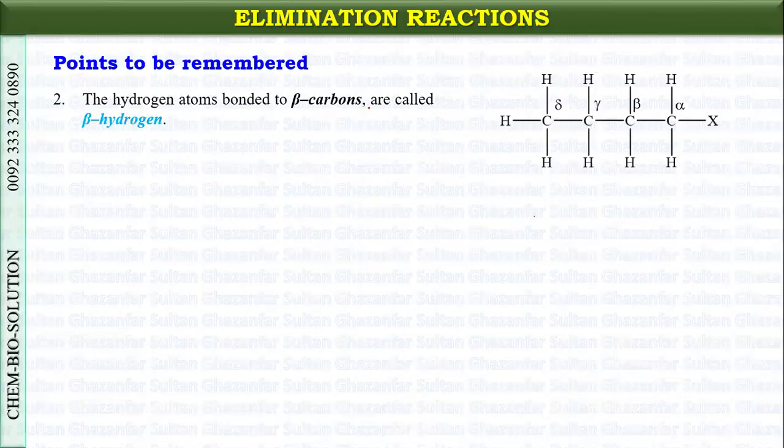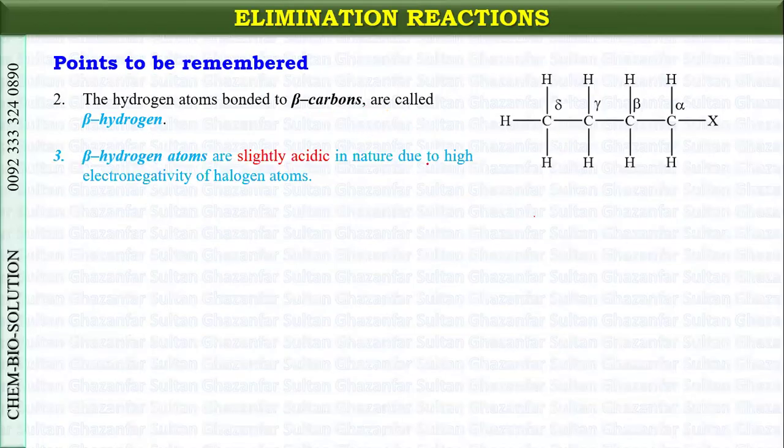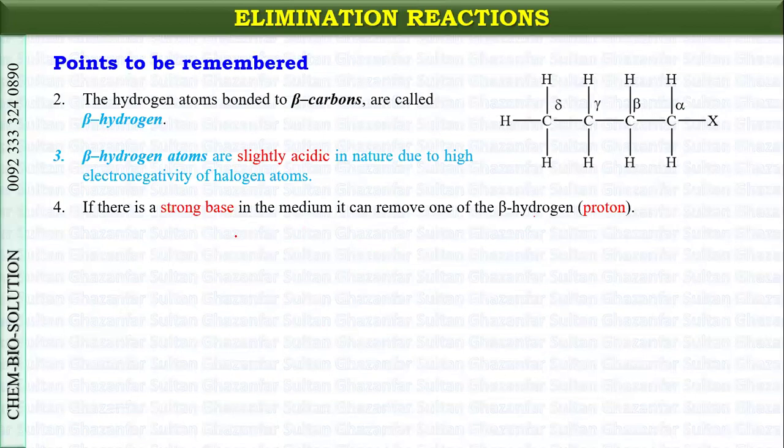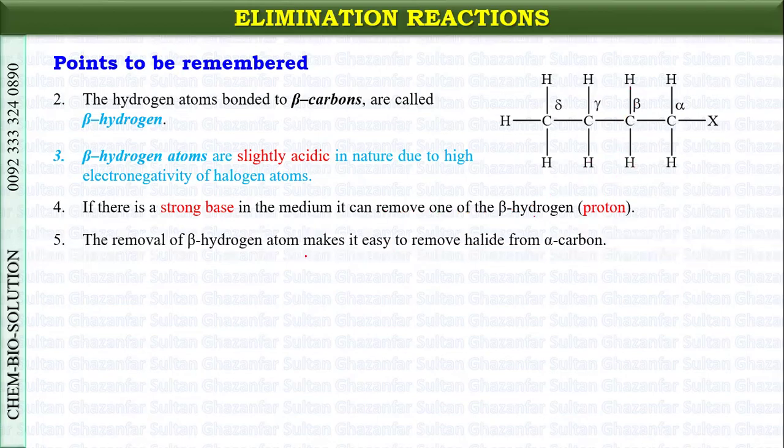The hydrogen atoms bonded to beta carbon are called beta hydrogen, as I have already told you. Beta hydrogen atoms are slightly acidic in nature due to the high electronegativity of the halogen atom. Because halogen has a tendency to pull electrons, it can withdraw the electrons. That's why this hydrogen becomes more acidic. If there is a strong base in the medium, it can remove one of the beta hydrogens. The removal of beta hydrogen atom makes it easy to remove the halide. Halide is not removed earlier. Halide is removed after the elimination of the beta hydrogen.